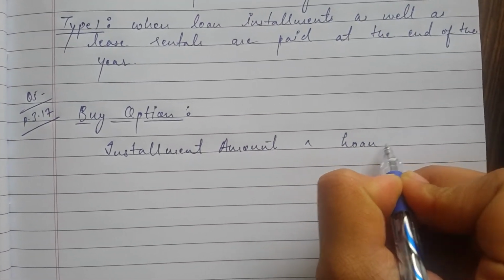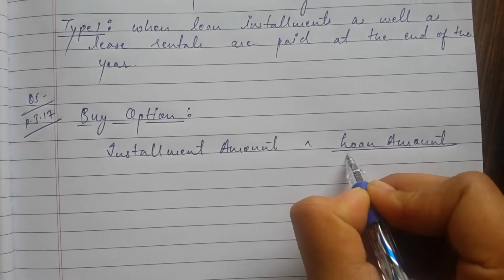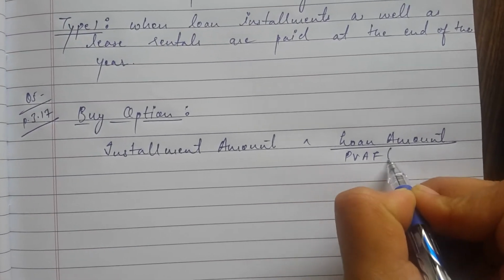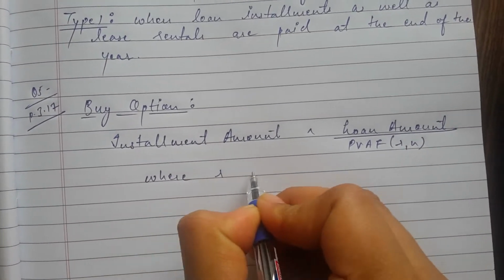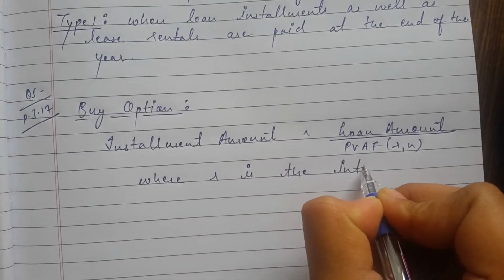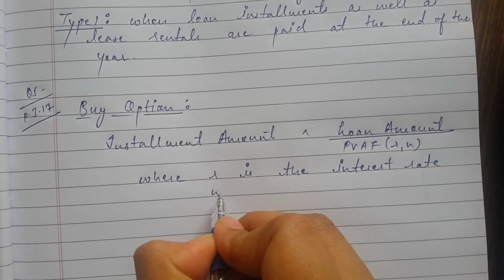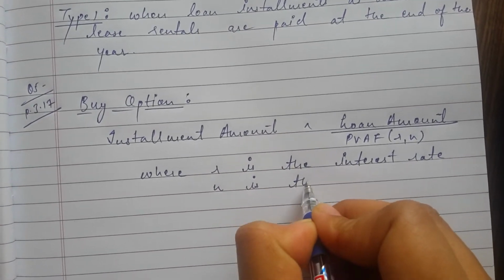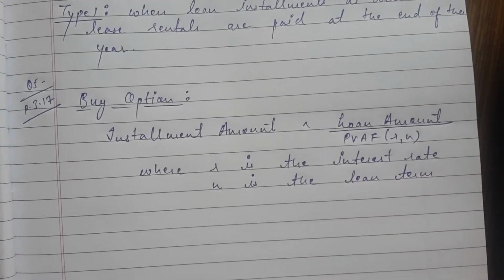loan amount divided by PVAF R and N, where R is the interest rate and N is the loan term. Okay?